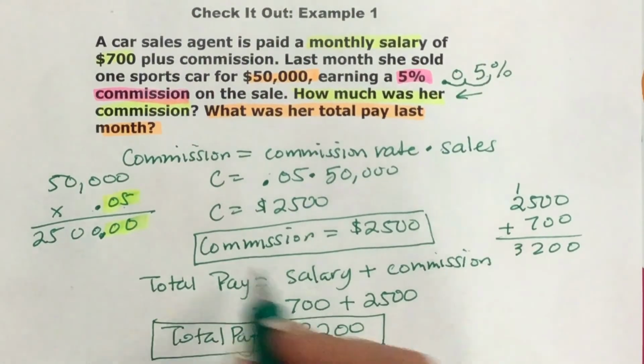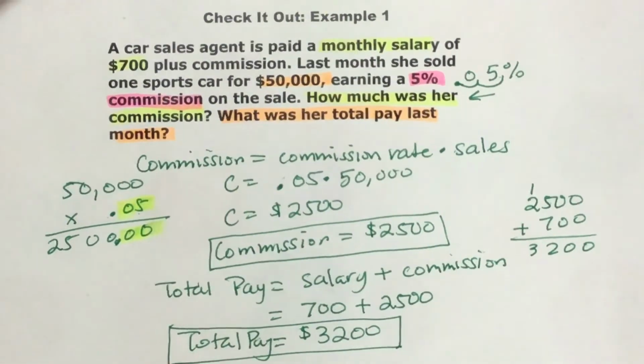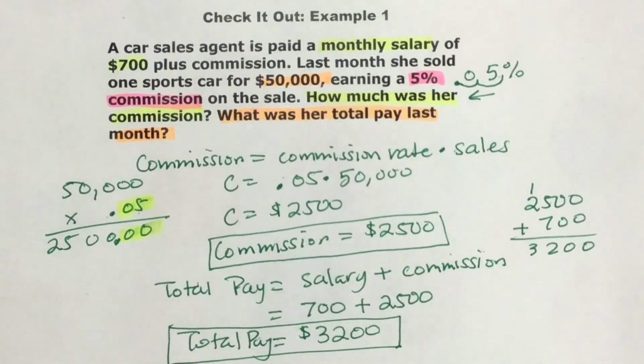That's the answer. If you got the commission being $2,500 and the total pay being $3,200, you did a great job, and we will see you next time. Bye-bye.